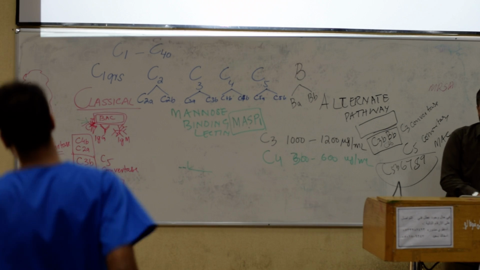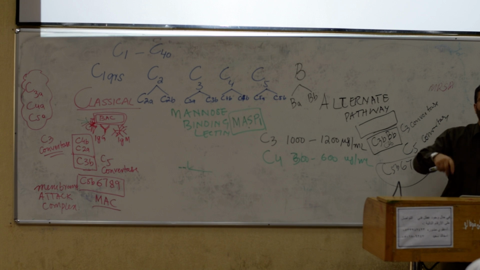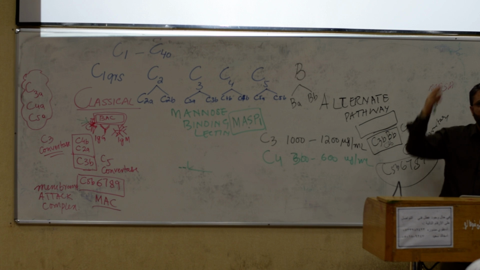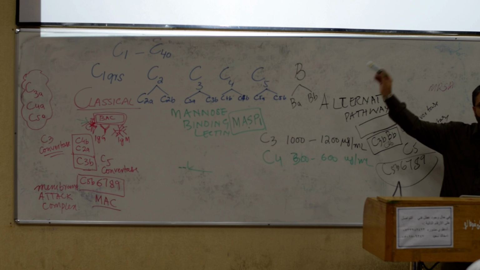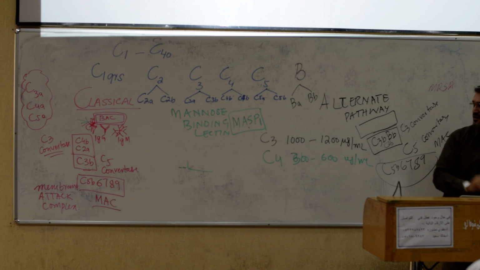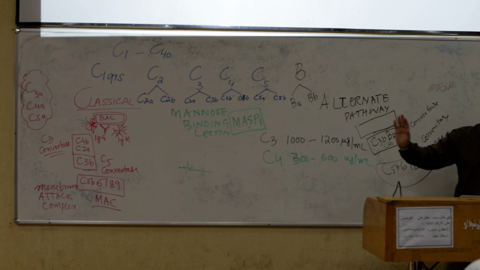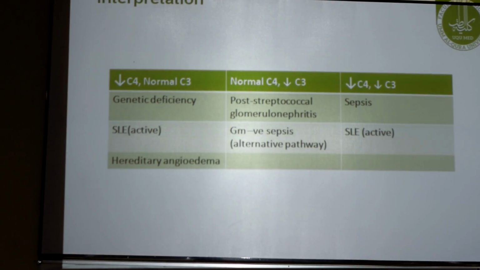So the first group, and SLE, is one of the autoimmune diseases in which a lot of antigen-antibody complexes will be formed. We'll talk about this in one of the lectures in future. So in that condition, the classical pathway is activated, a lot of C4 is used, C3 is still normal. So is the first group clear to everyone? And the second group in which C4 is normal, that is very clear, that only classical is not used, it's the alternative pathway.